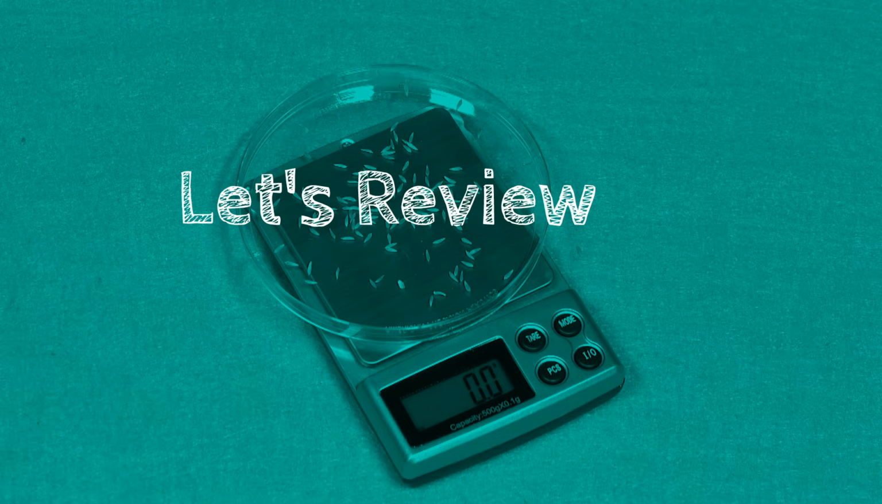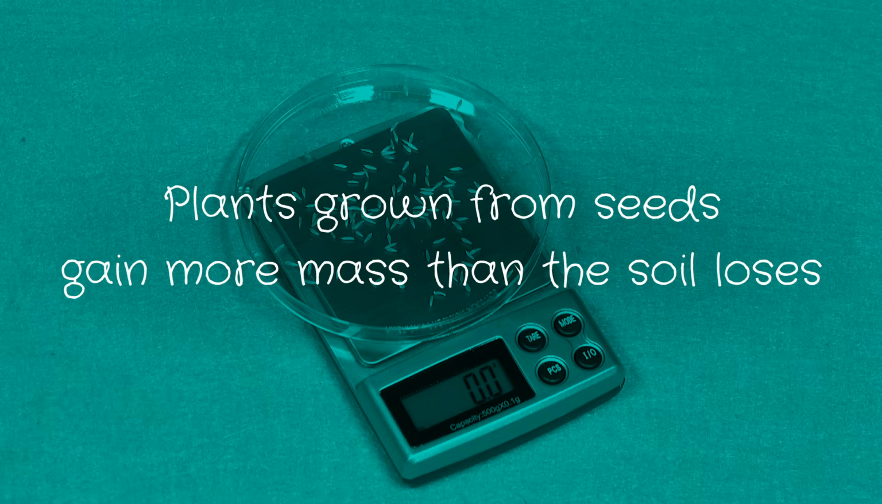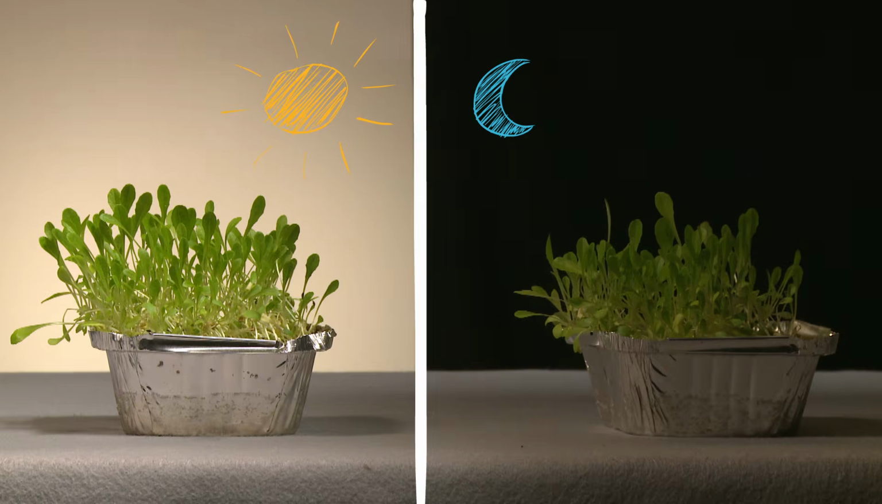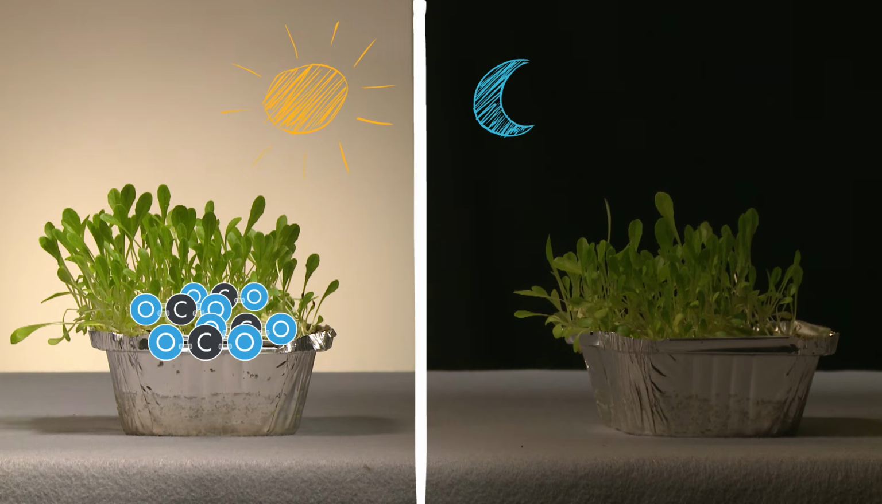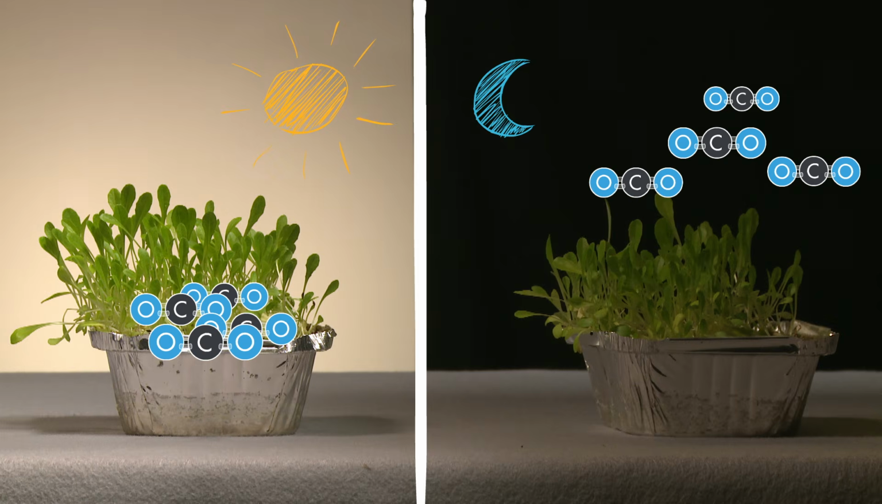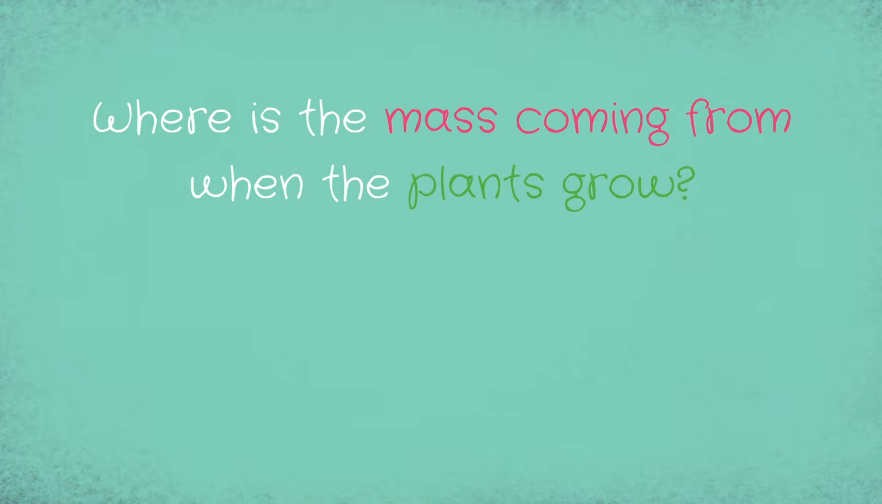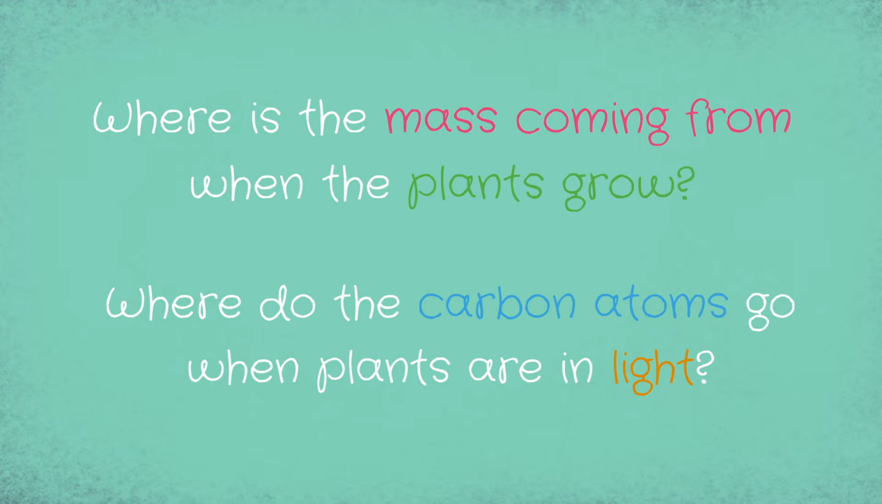So let's review. Plants grown from seeds gain more mass than the soil loses. When plants are left in the light, there's a decrease in carbon dioxide. But when they're left in the dark, there's an increase in carbon dioxide. Where is the mass coming from when plants grow? Where do the carbon atoms go when plants are in light? We're leaving with a lot of questions.